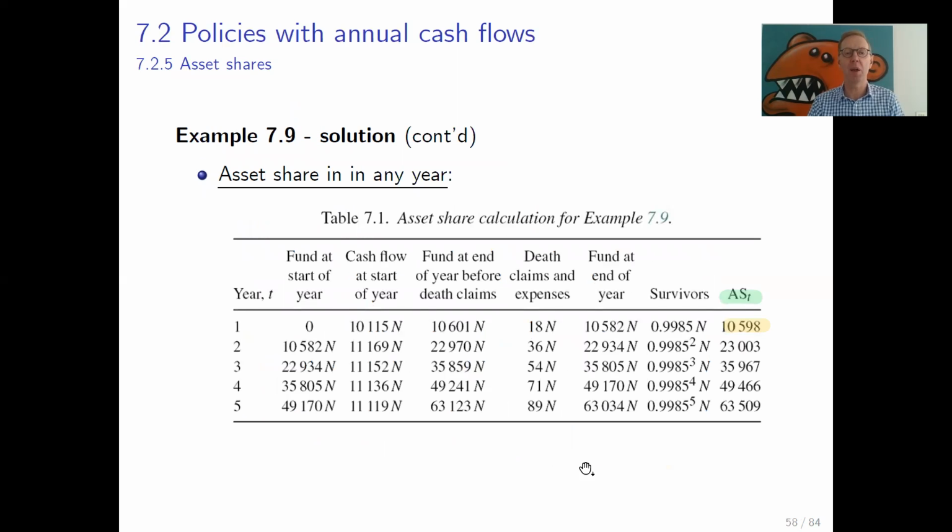So we can now have a look at this asset share. We calculated the asset share at time 1. This was 10,598. In this table, you see the calculation of this asset share, not only at the end of year 1, but also for the other years 2, 3, 4, 5. And it is a good exercise to make these calculations also for the other years, so to try to find also the asset share at time 2, 3, 4, and 5.